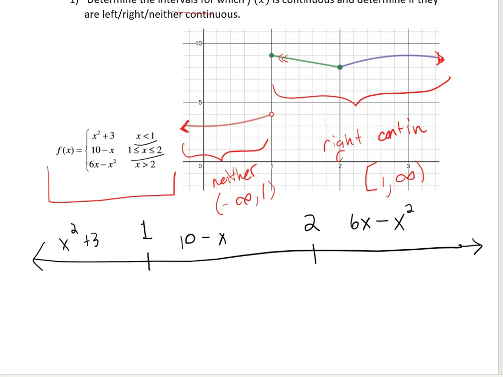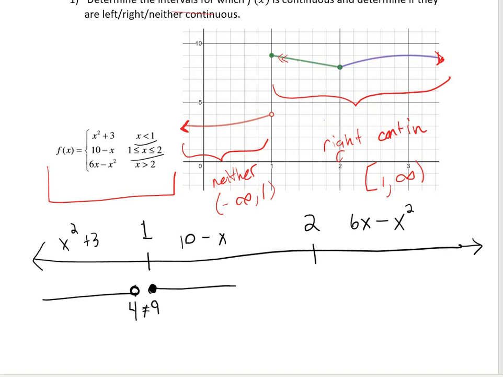Now, if I'm looking at any numbers less than 1, let's say I actually plug 1 into here, I would have the point 4. So as I approach from this side, I'm going to have an open circle, and it's going to be approaching 4. Now, as I approach from the right-hand side, so values greater than 1, I'll be using this equation. Then what's going to happen is I'm going to be approaching 9. Now, is 4 equal to 9? Nope, so we're not going to have any continuity here.